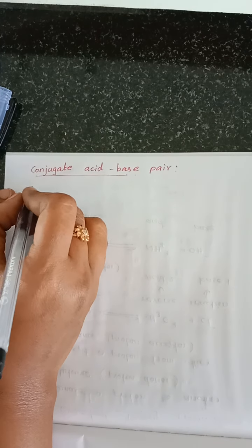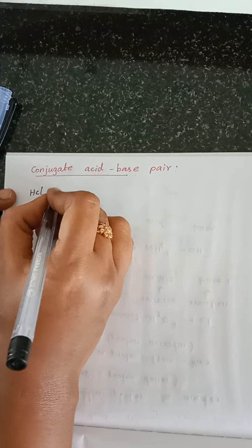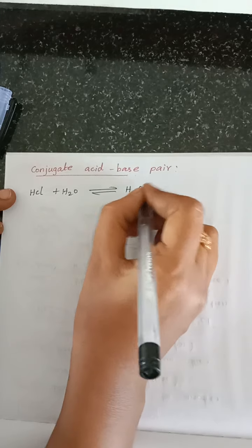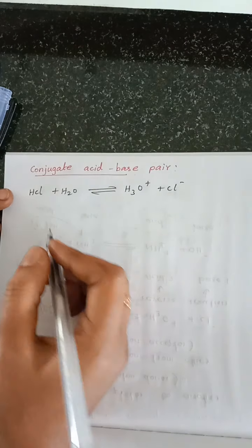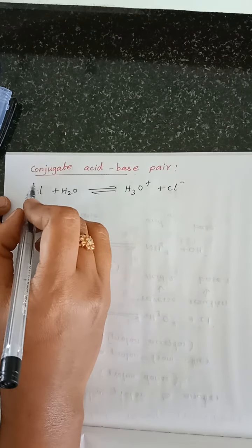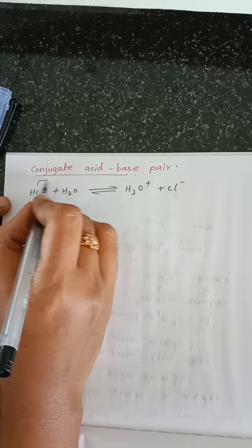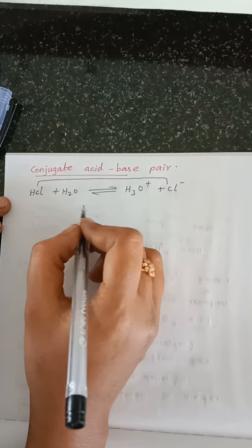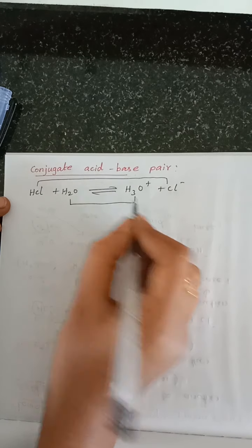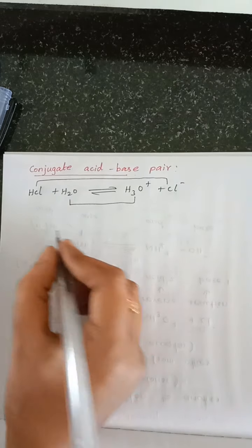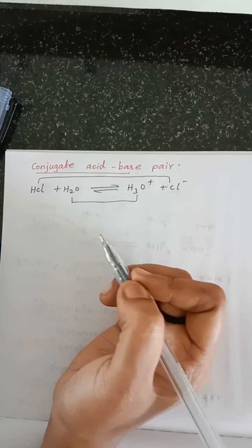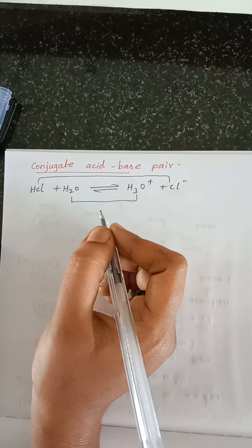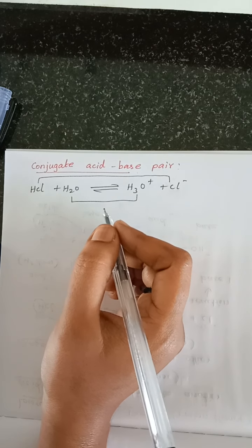So all of you write the reaction: hydrochloric acid reacts with water to form H3O+ and Cl-. In the HCl to Cl-, this is one conjugate acid and base pair. The next, H2O to H3O+, is another conjugate acid and base pair. So next, you see in your book, page number 4, the Evaluate Yourself.